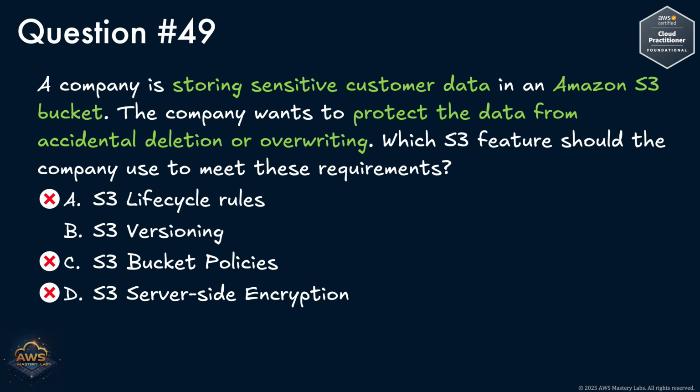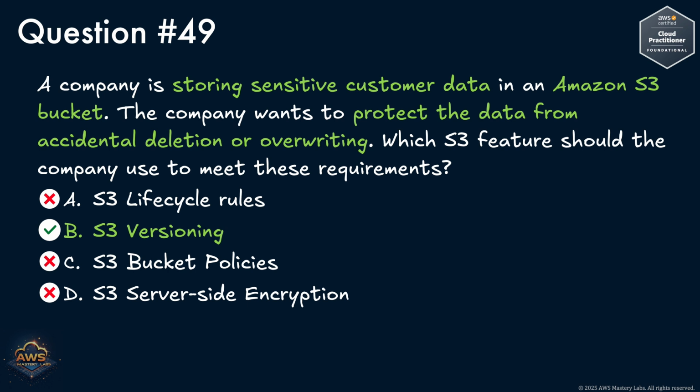Option D, S3 server-side encryption. S3 server-side encryption is critical for data confidentiality. It ensures that data is stored securely by encrypting it at rest. However, this does nothing to prevent deletion or overwriting. Encryption is important for securing sensitive data, but it does not address accidental data loss scenarios. Incorrect because it encrypts data, but doesn't prevent it from being lost due to accidental actions.